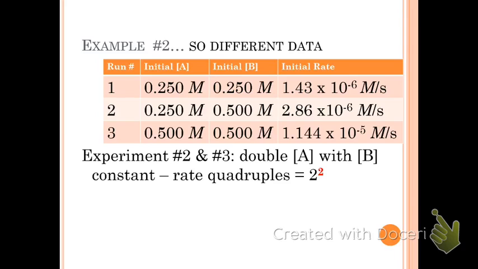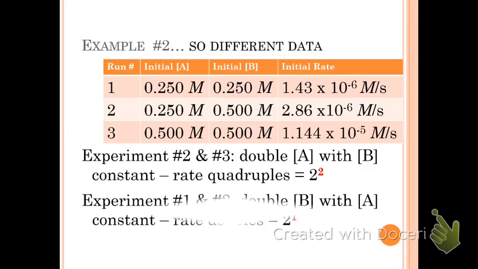Can you figure out which two experiments we would use for reactant B? If you need to, pause this video, see if you can figure that out, and then play the video to see if you got it correct. For reactant B, we are going to look at experiment 1 and experiment 2.